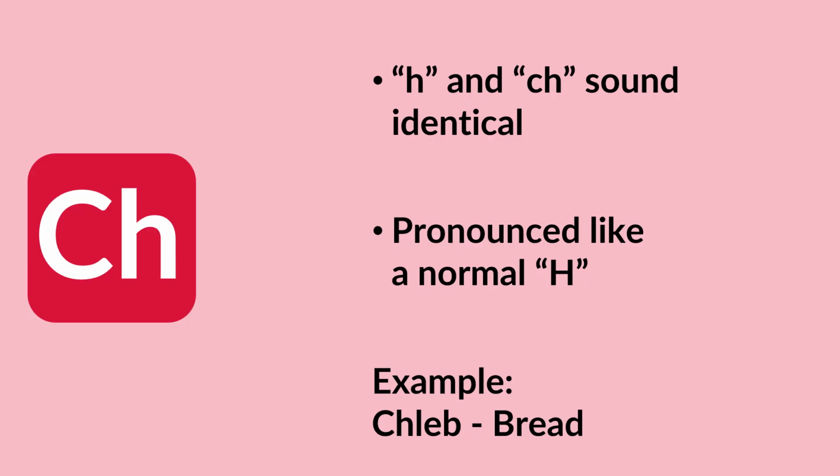This can get confusing at times, as unless you know how to spell the word correctly, there's no other way to know whether it is spelled with a normal H or the digraph. An example of this digraph being used in a word is chleb, which means bread in English.